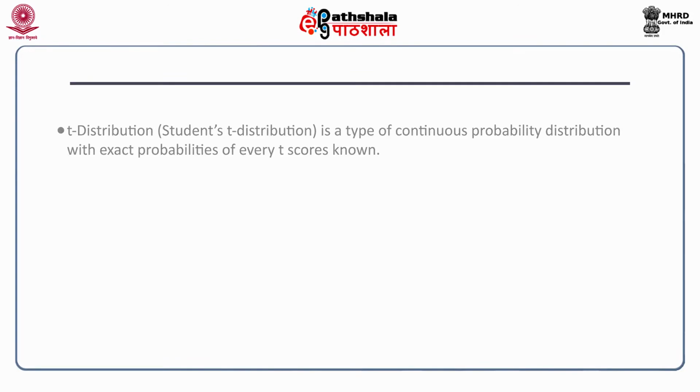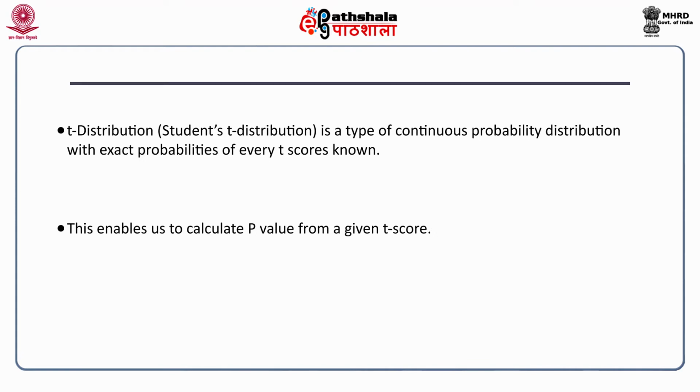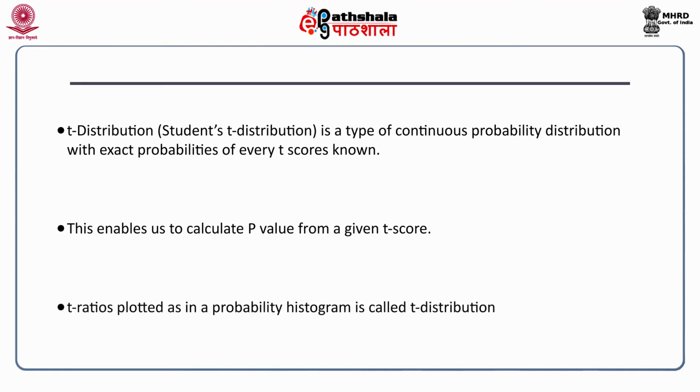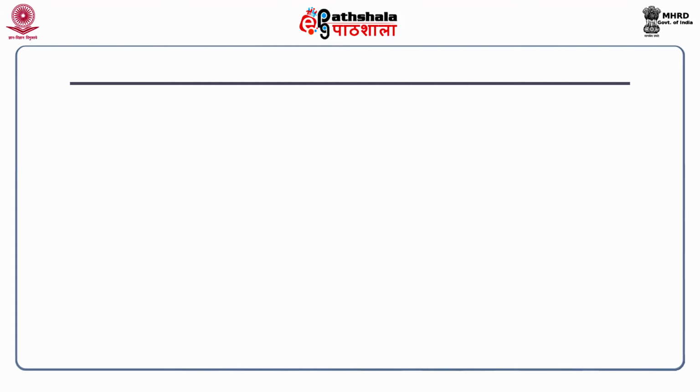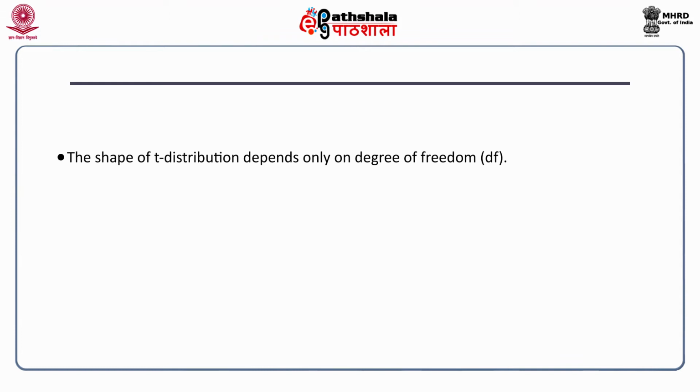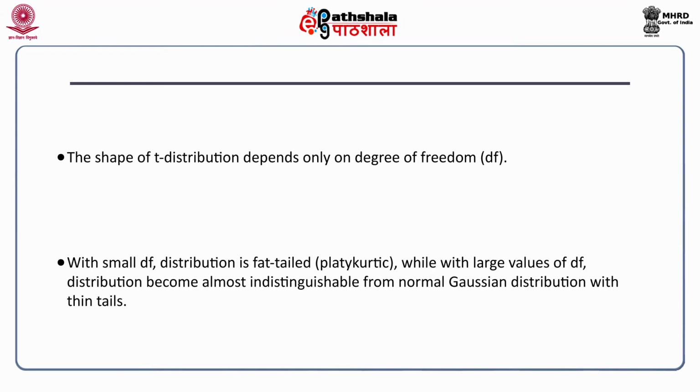The T distribution or the student's T distribution is a type of continuous probability distribution with exact probabilities of every T score known. This enables us to calculate the p-value from a given T score. The T ratios plotted in a probability histogram is called the T distribution. The shape of T distribution depends only on the degree of freedom, df. With small degree of freedom, the distribution is fat-tailed or platykurtic, while with large values of degree of freedom, the distribution becomes almost indistinguishable from the normal Gaussian distribution with thin tails.